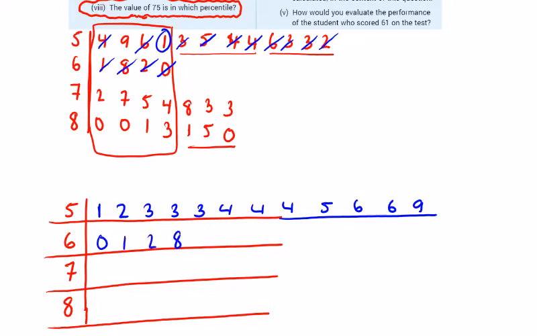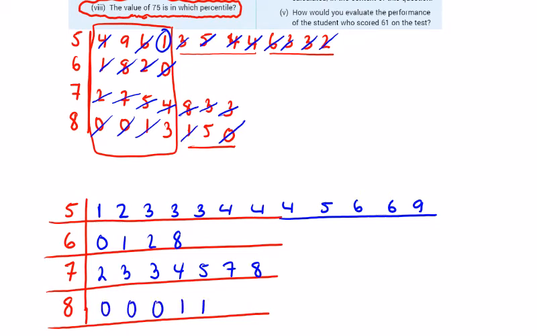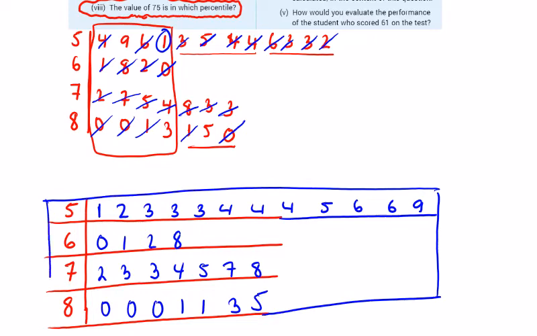For my 7s, it looks like 2 is the lowest: 2, 3, 3, 4. And then I've got 5, 7, 8. And 0, 0, 0, 1, 1. Then 3, 5. So just close this off. This is my stem and leaf.